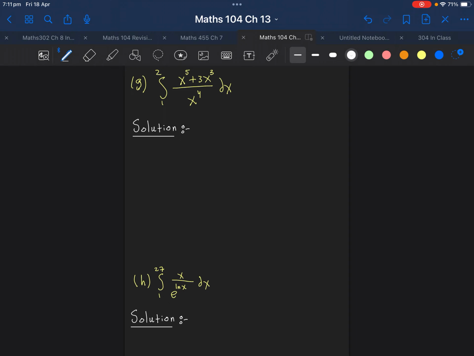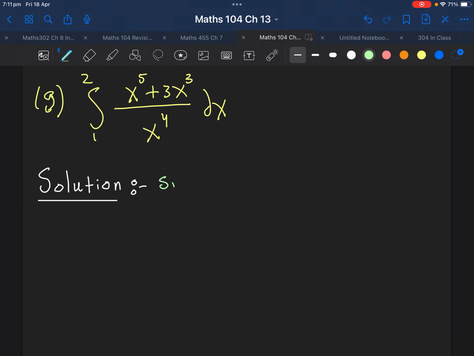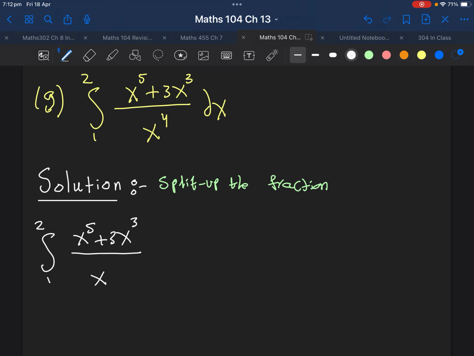We continue with part G. And for part G, we need to split up the fraction. So just let me write it down here so you remember it when you review it at home. Split up the fraction. What do we mean by split up the fraction? It means first we need to rewrite the function, and each one in the numerator takes its part from the denominator. So you take x^4 divided by x^5, and then up here.